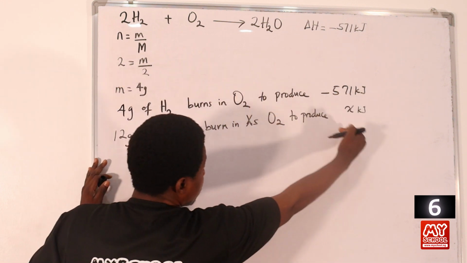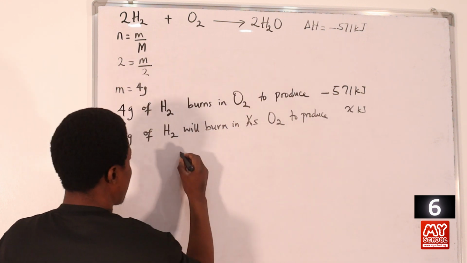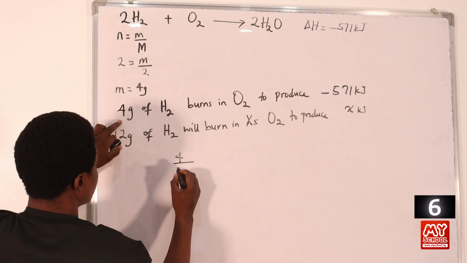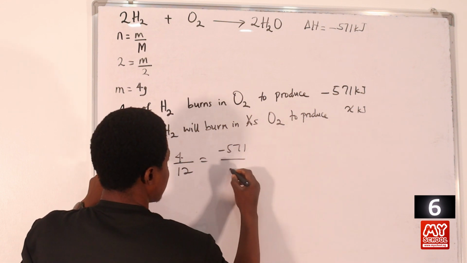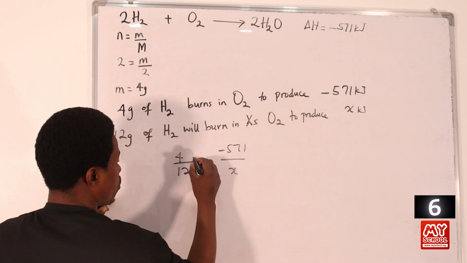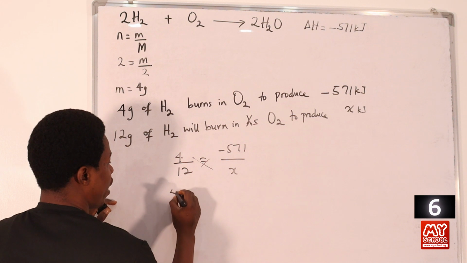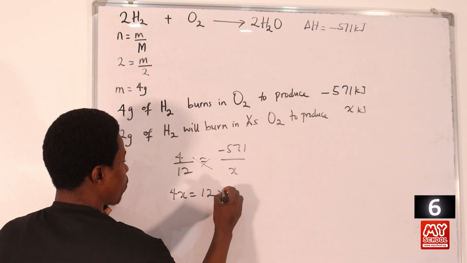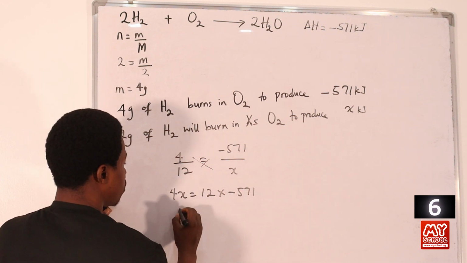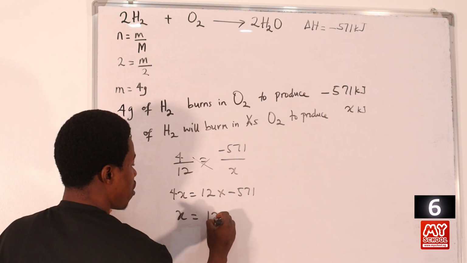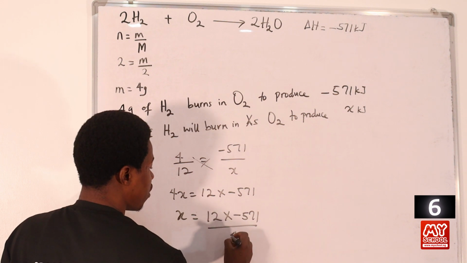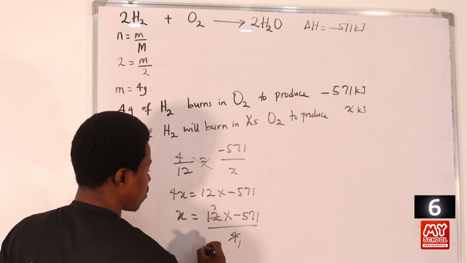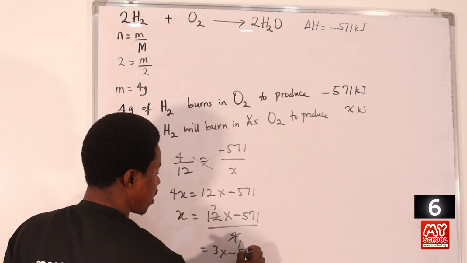So your simple proportion, what I mean is, 4 over 12 is equal to minus 571 here over x here. Just put them the way they are. By the time you cross multiply, you'll be having 4x equal to 12 multiplied by negative 571. So x eventually will be 12 multiplied by negative 571 over 4. Of course, 4 goes here, 1, 4 here, 3. So that will be 3 times negative 571.